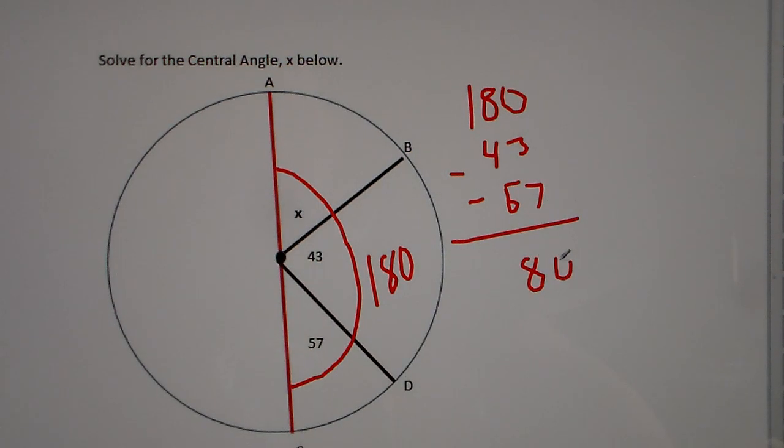So the value of x is 80 for this little angle. Just in case you don't really see it, the value of x is that blue angle right there. And that's going to be 80 degrees.